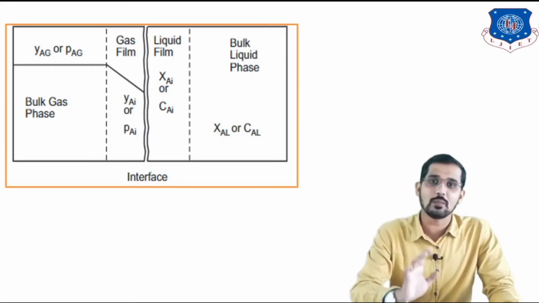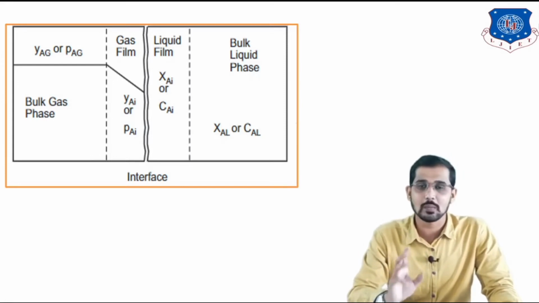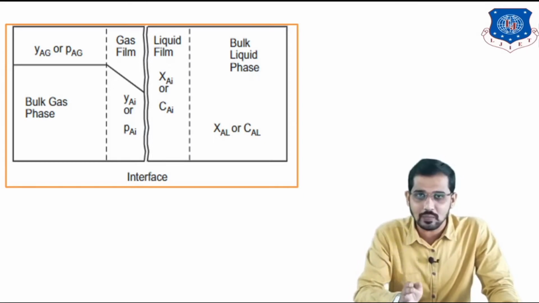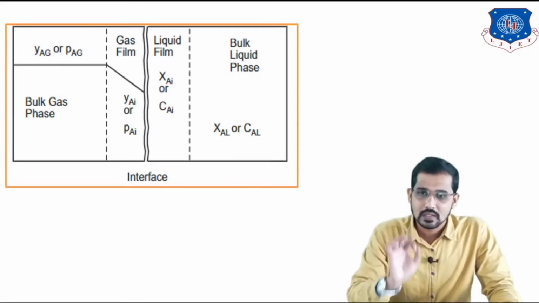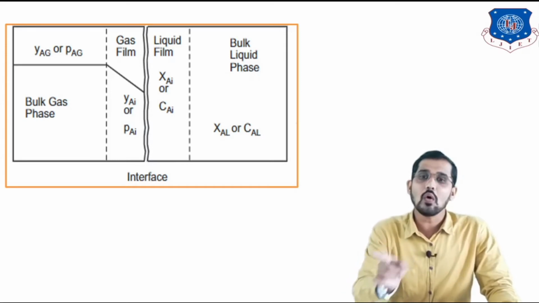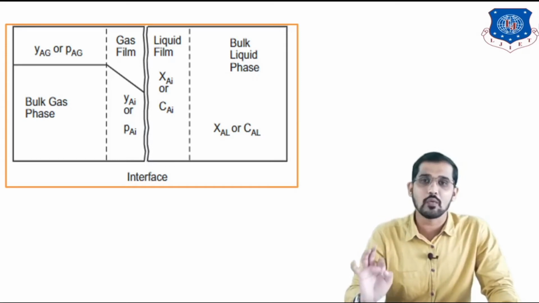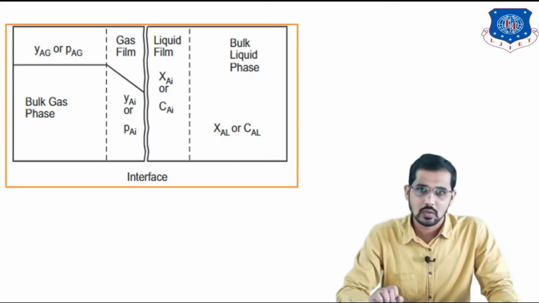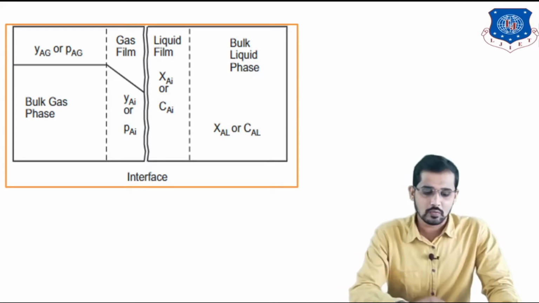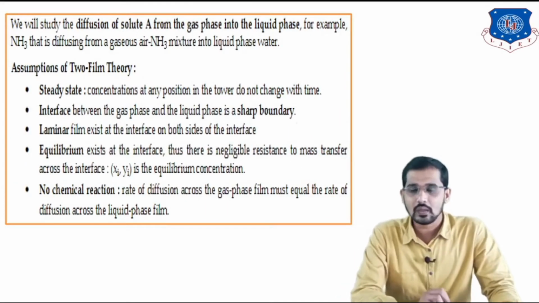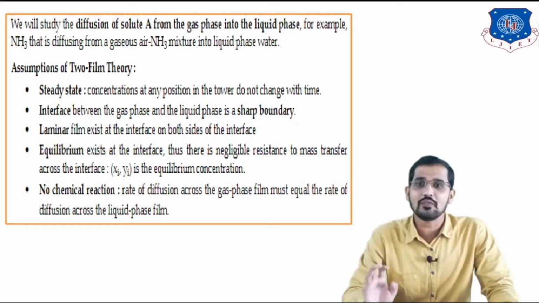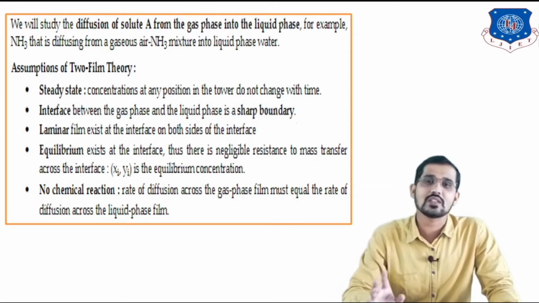Okay, similarly for the liquid part you can see xAI, which is the mole fraction. x or y is the mole fraction of the component in the liquid phase and gaseous phase respectively. Similarly CAI is the concentration of component A at the interface. All these notations are very important to derive the formula for the overall mass transfer coefficient and to understand the concept of the local or individual mass transfer coefficient. Okay, now we will see the next concept. We will see some assumptions for the film theory. Before that, we will study the diffusion of solute A from the gaseous phase into the liquid phase.